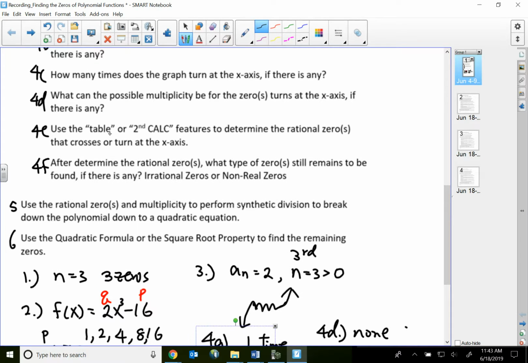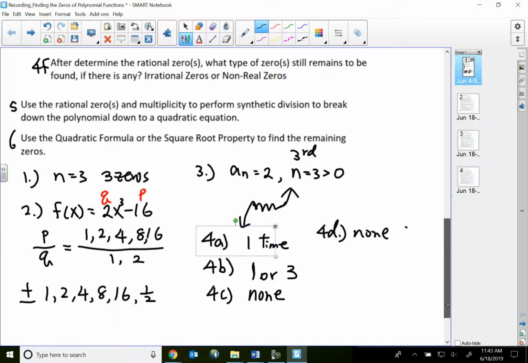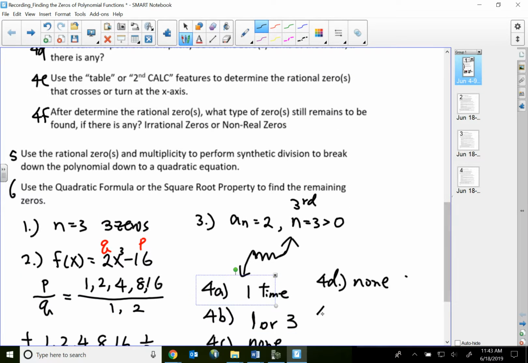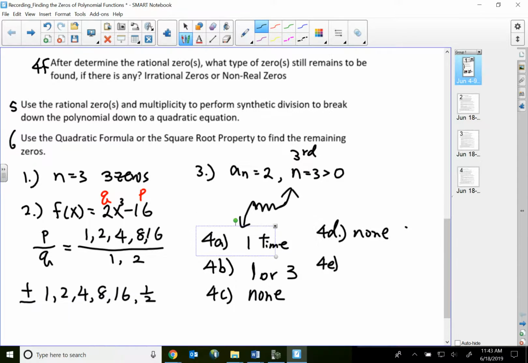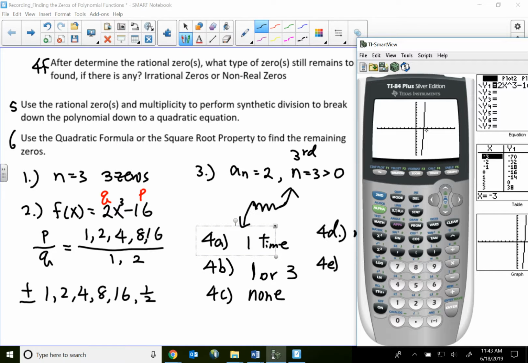For E, use the table or the second calc feature to determine the rational zero that crosses or turns at the x-axis. So for E is actually me looking at the rational zero I wrote out, and then actually find it on the table or the second calc feature. Take a look at this number right here. This is a positive. The graph crosses over the x-axis at the positive side, so I'm not even worried about none of the negative ones.